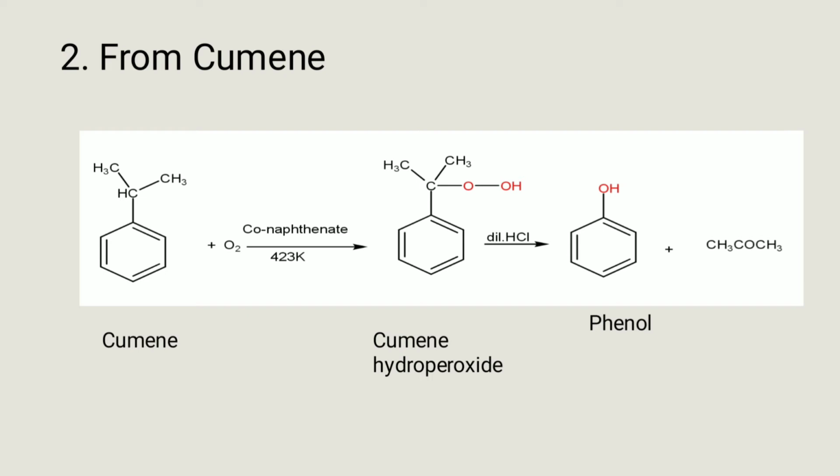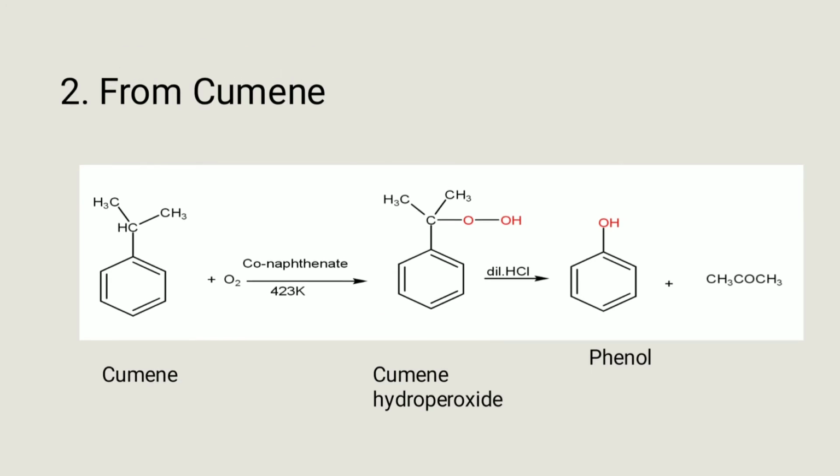So isopropyl benzene, known as cumene, when it is oxidized in the presence of cobalt naphthenate catalyst at 423 Kelvin, insertion of oxygen happens and we'll get cumene hydroperoxide as the product, and when that cumene hydroperoxide is treated with dilute HCl, we'll get phenol and acetone as byproduct. So this is the commercial method for preparation of phenol. Cumene, also known as isopropyl benzene, on air oxidation in presence of cobalt naphthenate gives cumene hydroperoxide, which on decomposition with dilute HCl gives phenol and acetone as byproduct.